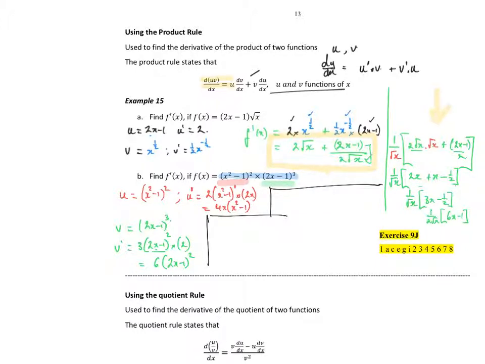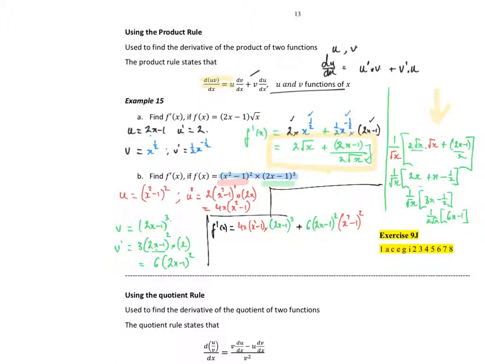So my derivative is given by f dash of x is equal to the derivative of the first function, which is 4x times x squared minus 1, the derivative of the first times the second function, which is 2x minus 1 cubed, plus the derivative of the second function, which is 6 times 2x minus 1 squared, times the first function, which is x squared minus 1 squared.